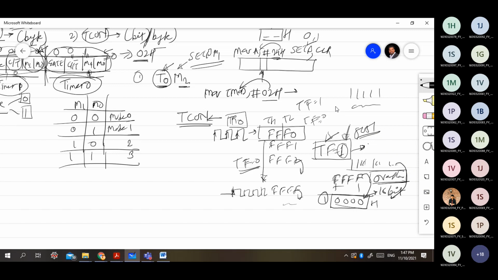So it's not that you will wait for the 8051 to clear it. No, the 8051 will not make this TF equal to 0. You have to make it zero explicitly by using the instruction CLR TF. Only then does it become 0. Is it understandable? Okay. So that is the use of TF.